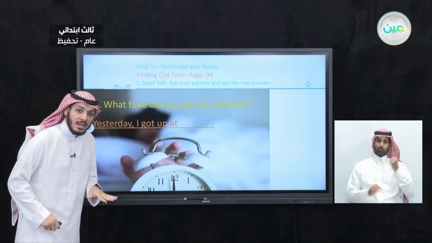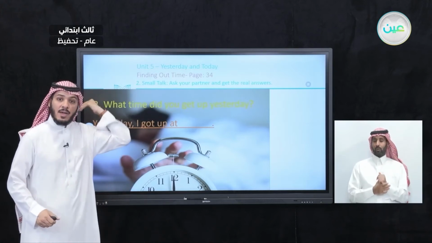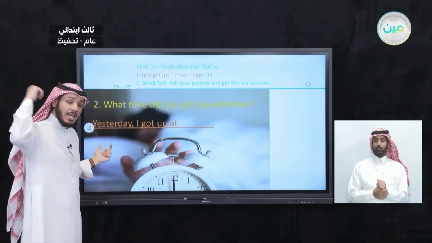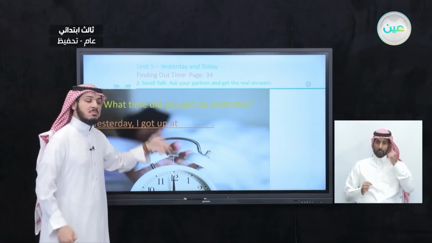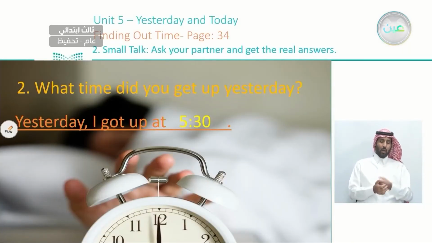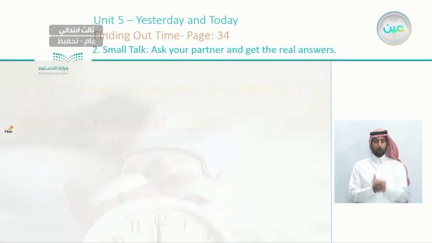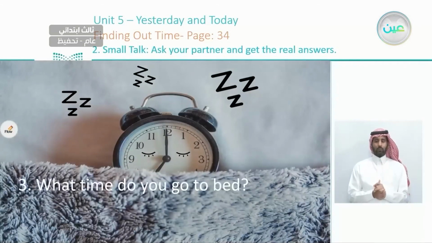Get up, يستيقظ. Got up, استيقظ. Okay, so yesterday I got up at, for example, 5:30. 5:30. So you use the hours, 2 dots, then we have 30. Okay, now we have number 3 here.